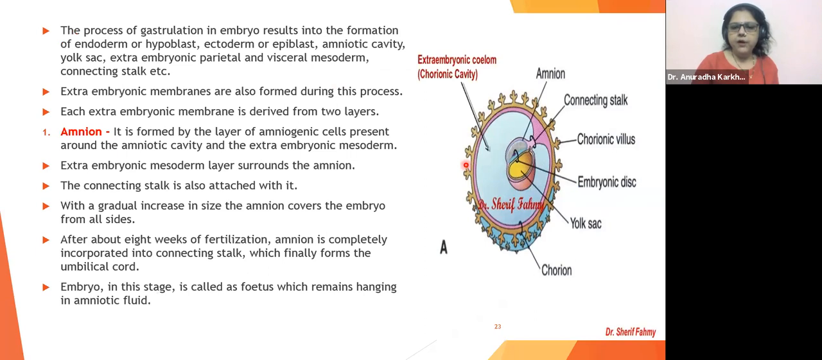ये सारे brown वाले दिखाई दे रहे हैं आपको? हाँ? These all are your chorionic villi. After 4 weeks, all these chorionic villi के processes disappear हो जाएंगे, except they will be present in this area. That is going to be in which area? In the connecting link area.